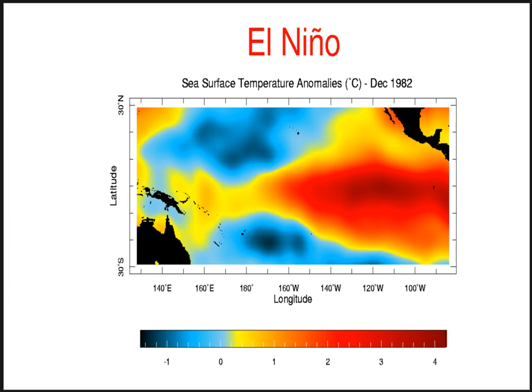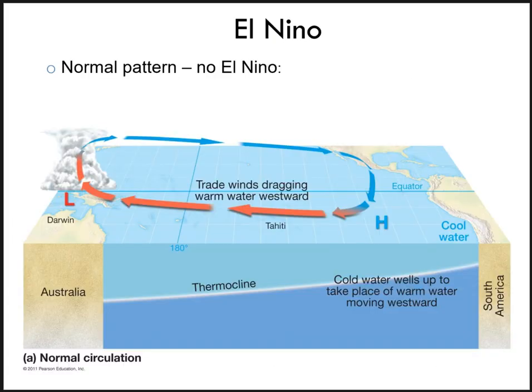El Nino translated from Spanish is the boy child, and Peruvian fishermen originally used the term as a reference to the Christ child to describe the appearance around Christmas time of this warm ocean current off the South American coast. And as we'll see, when this warm ocean water came in, it really killed off the fishery industry there. So it had some devastating effects for local fishermen as well.